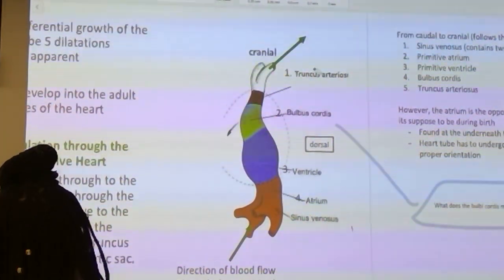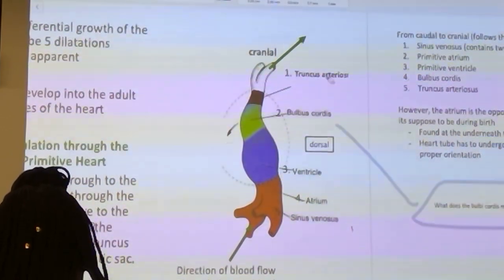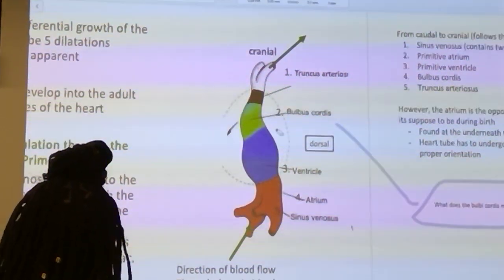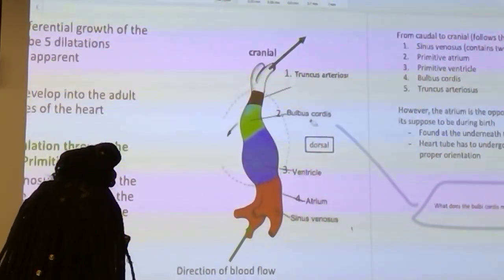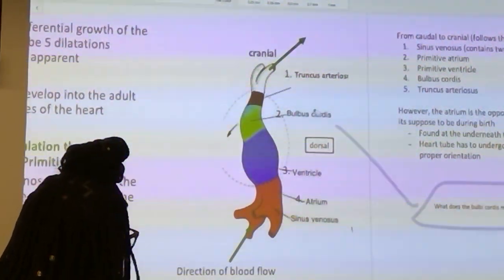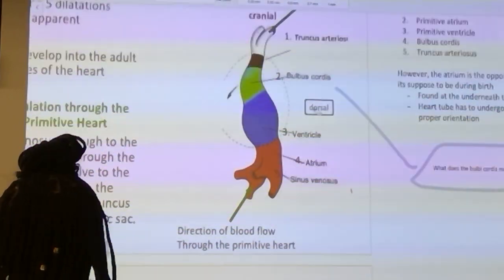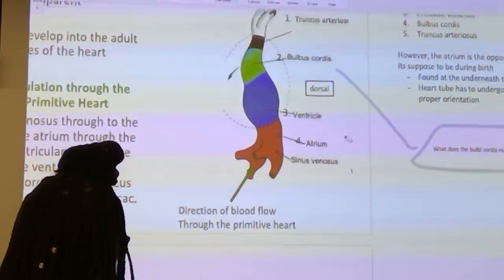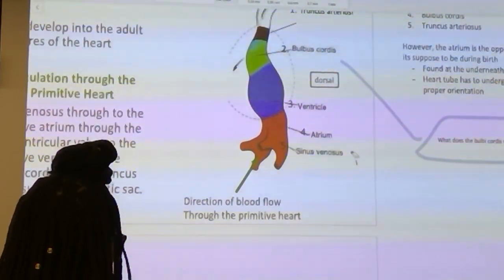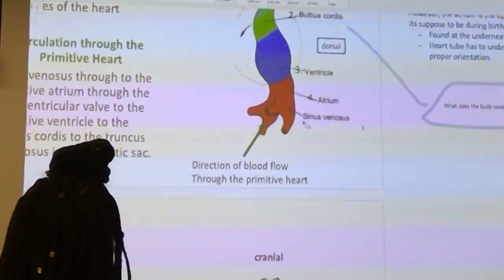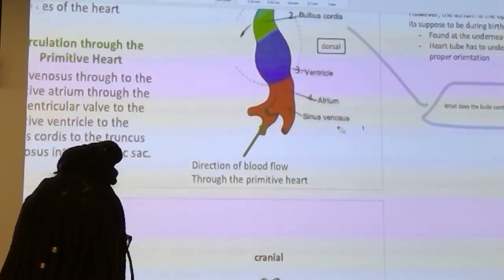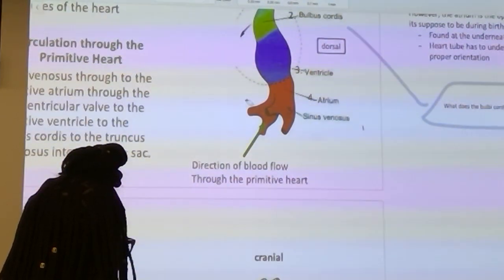Okay, so truncus arteriosus will make your pulmonary artery and aortic arch. Your bulbus cordis will make the smooth parts of your left and right ventricles. The primitive ventricle will make the rough portions of your ventricle. The primitive atrium will make the rough portions of your atrium. And the right horn of the sinus venosus will make your SVC. The left horn of the sinus venosus will make your coronary sinus.